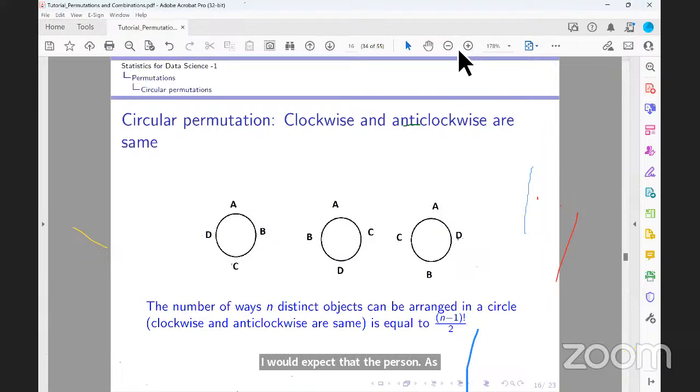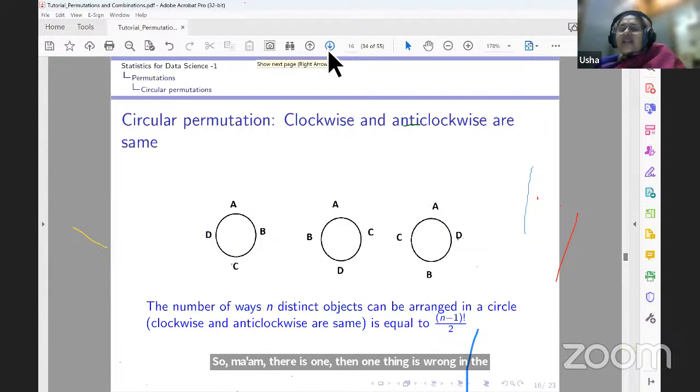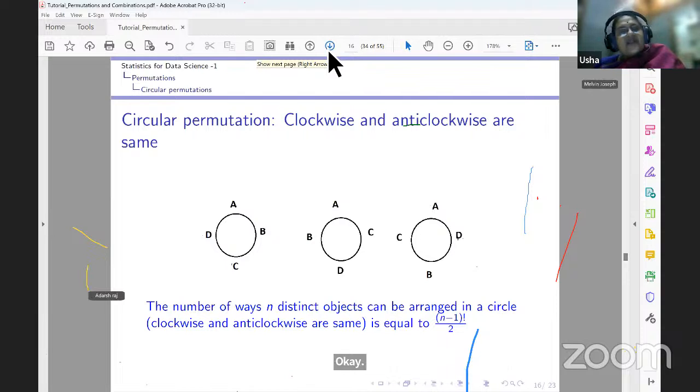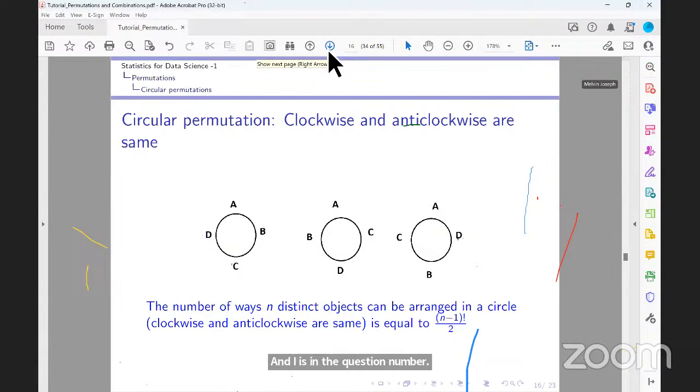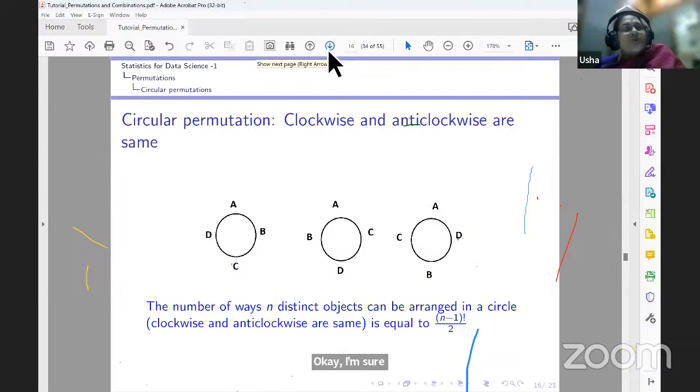Ma'am, there is one thing wrong in the graded assignment of week 5, in the question number. If there are any questions, please send an email to the discourse people and they can take care of it. Okay, ma'am, sure. May I request people not to annotate on the board, please?